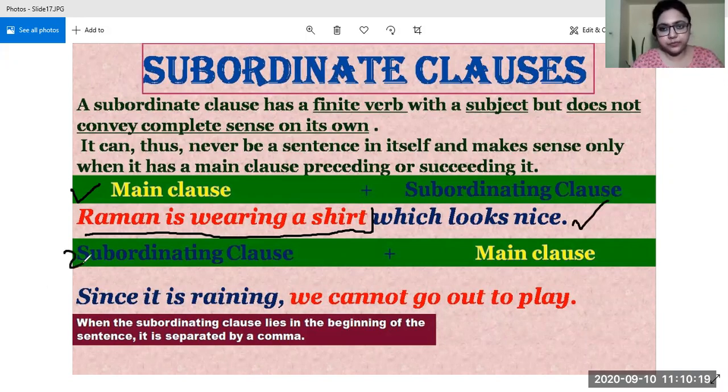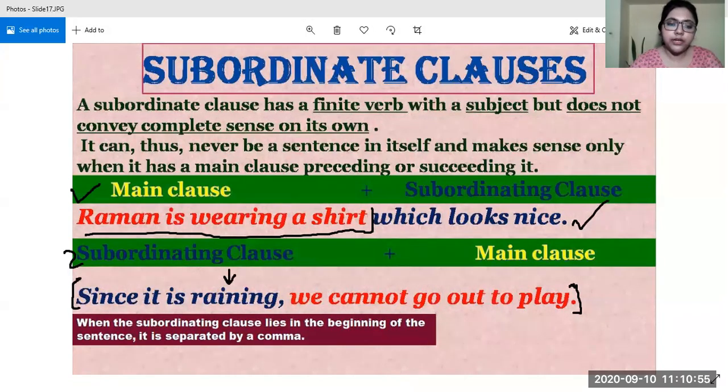That the main clause is succeeding it. The main clause is placed after the subordinate clause. Since it is raining is a subordinate clause, because if you tell your friend since it is raining, your friend will not be able to understand what you actually want to say. Unless you place the rest of the sentence which has a main clause in it, we cannot go out to play. So when we have added the main clause after the subordinating clause, its meaning is conveyed completely now.